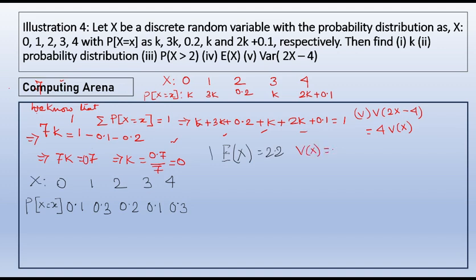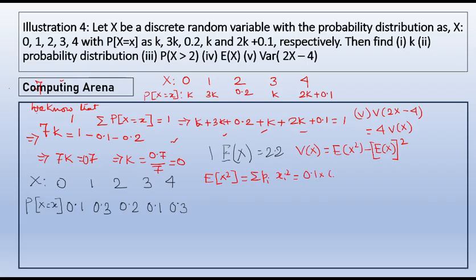Now, variance of x, we know the computational formula, is the expectation of x squared minus expectation of x whole squared. Now, expectation of x we have already computed. What we require is to compute expectation of x squared. So, expectation of x squared, let us write the formula first: summation pi into xi squared.